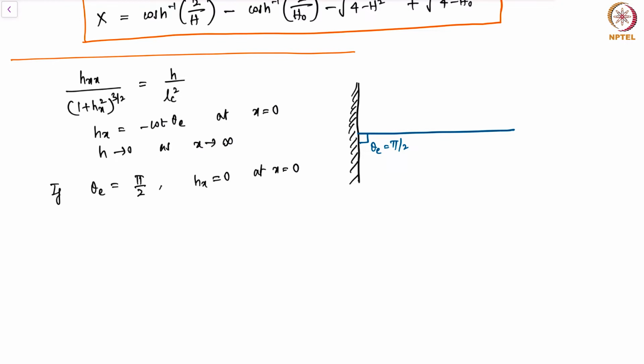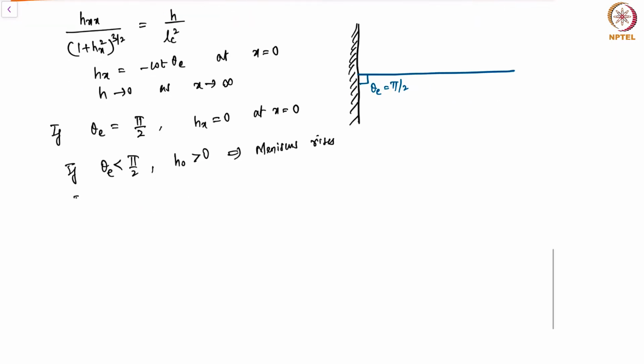So what we actually see is that if theta e is less than pi by 2, h naught is greater than 0, that is, the meniscus rises.